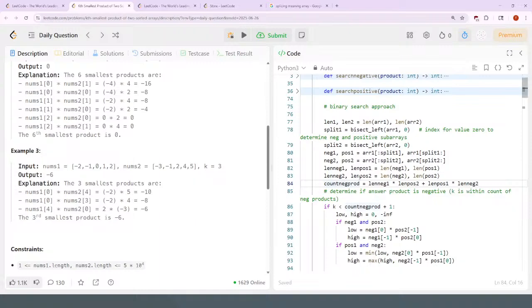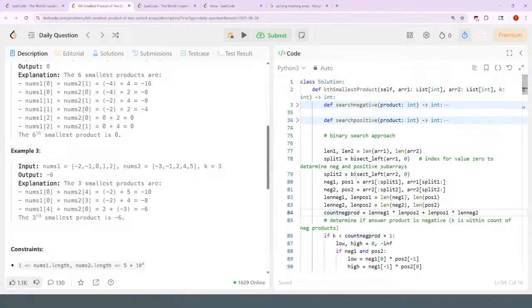In any case, this is going to help if you count the number of negatives that are produced in this fashion, and k is a number that is less than or equal to that value, then that means that k comes from the negative products, because all these values are going to be smaller than the values that you get if you do a positive calculation or get a positive value.